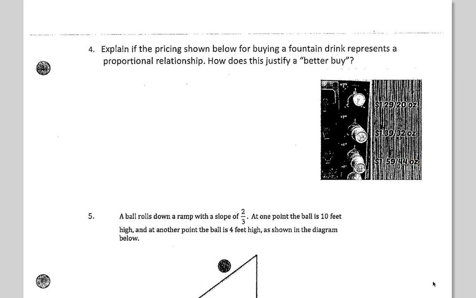What if we compared them all to a similar amount, like 1 ounce? How much would it be for this price if it was just not 32 ounces, but 1 ounce? Not 20 ounces, but 1 ounce. Not 44 ounces, but 1 ounce. Then we can compare them all and see which one's the best buy.